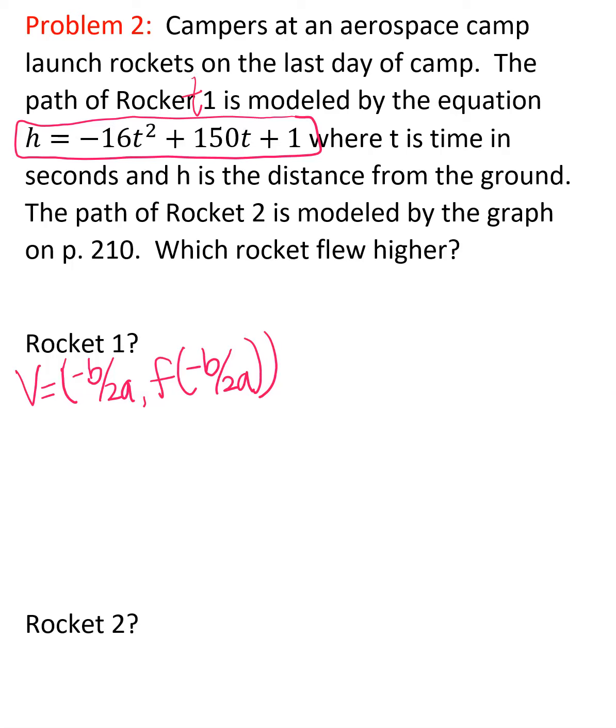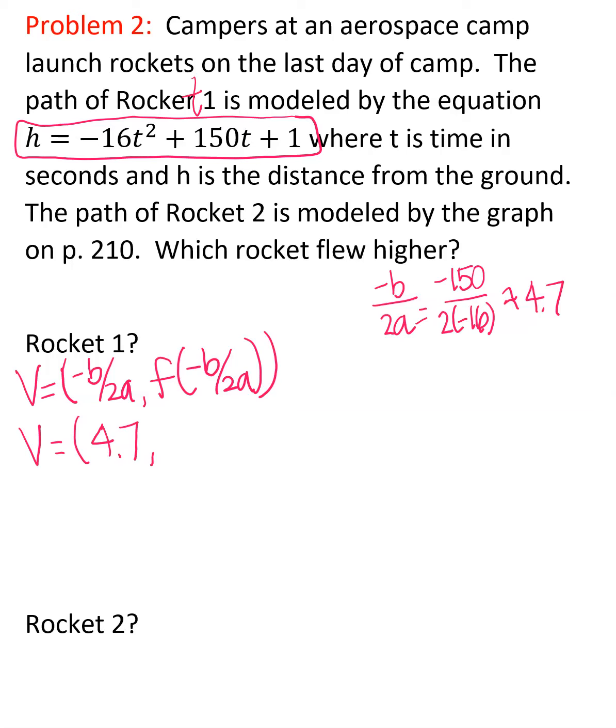So in our equation, A is -16, B is 150, and C is 1. So we're just going to plug those things in. I'm going to do it off to the side. So -150 divided by 2 times -16, and we get about 4.7. So the first part of the vertex is 4.7.